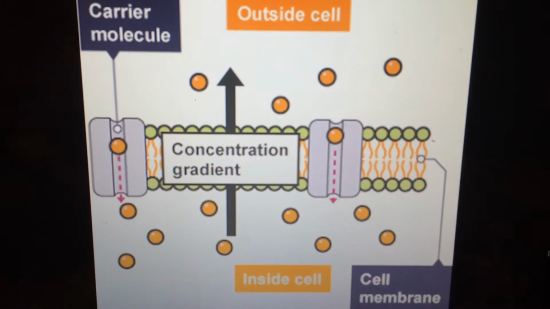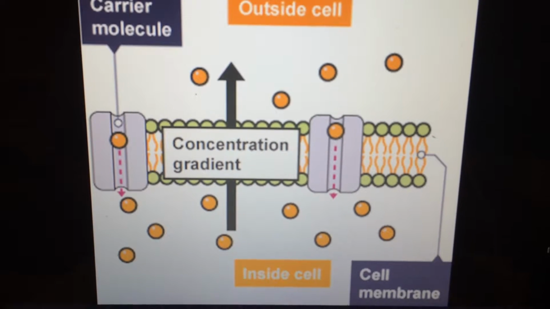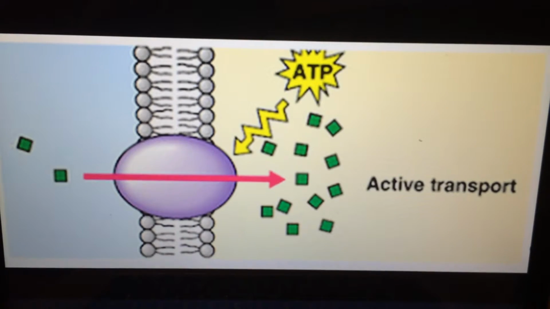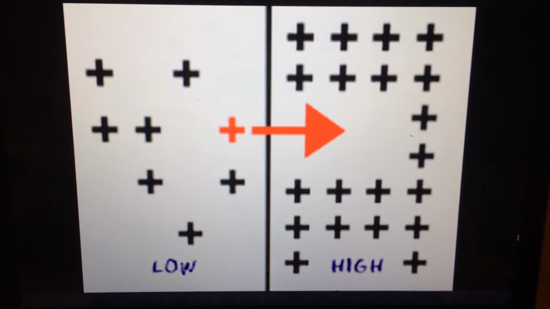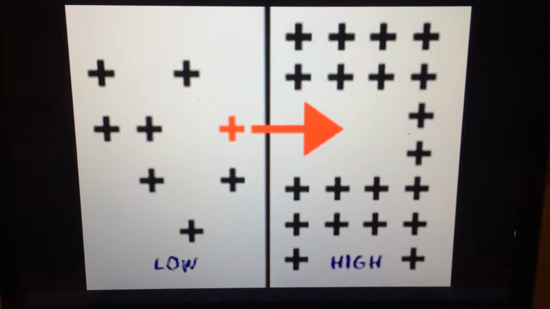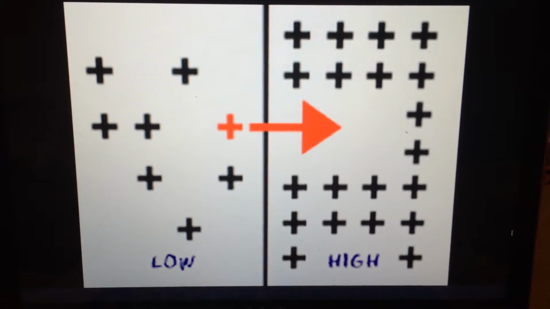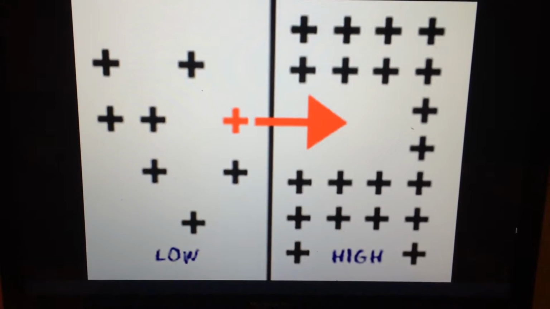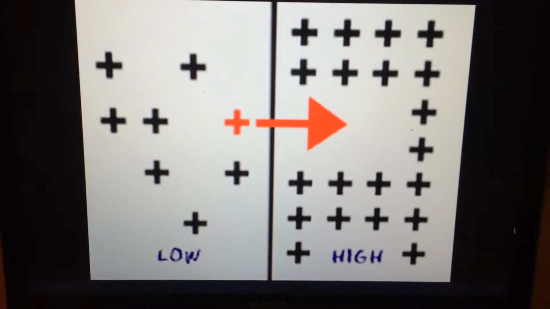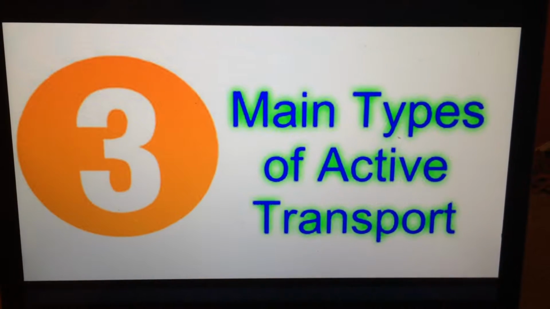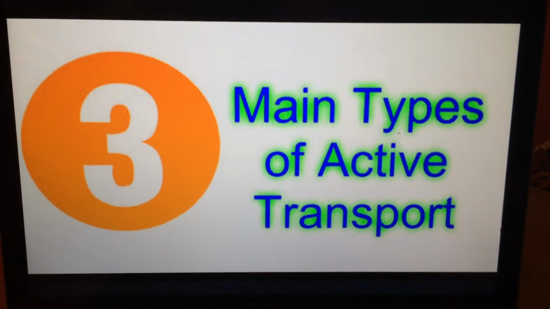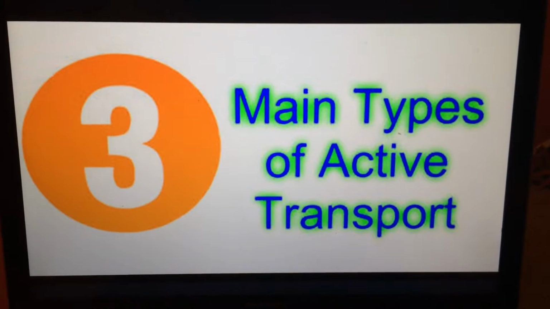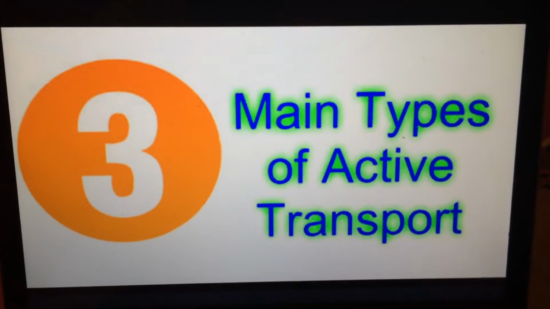Well, active transport is the process by which dissolving molecules move across a cell membrane from a lower to a higher concentration. And in active transport, particles move against the concentration gradient and therefore require an input of energy from the cell. There are three main types of active transport: the sodium-potassium pump, exocytosis, and endocytosis.